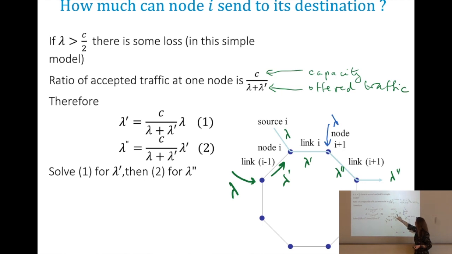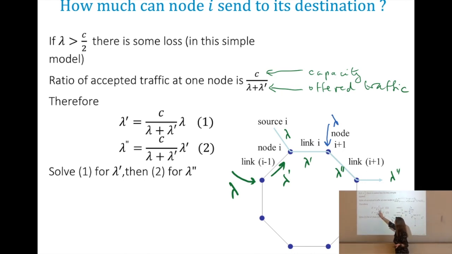So when lambda arrives here, this capacity is able to accommodate only a certain amount. It will receive lambda plus lambda prime, because on source 1 we sent something, and on this link we had lambda prime. Plus lambda will arrive here. And the maximum capacity is C. So the ratio of the accepted data is C divided by lambda plus lambda prime. So we can say that this lambda prime is equal to this ratio times the incoming bit rate lambda. So this is why we have this first formula.